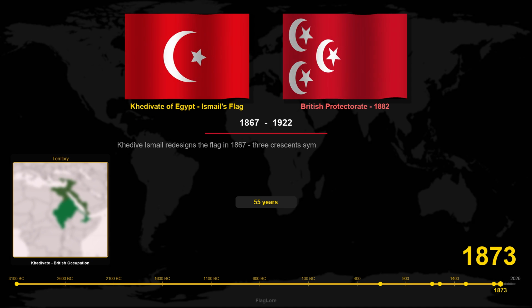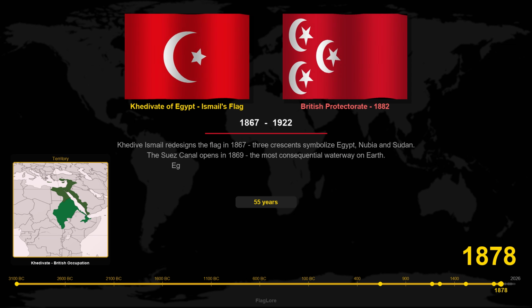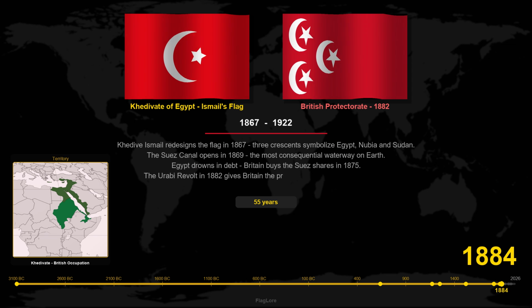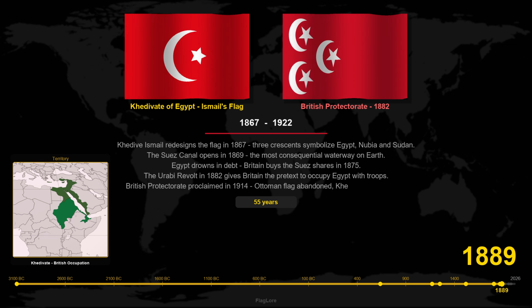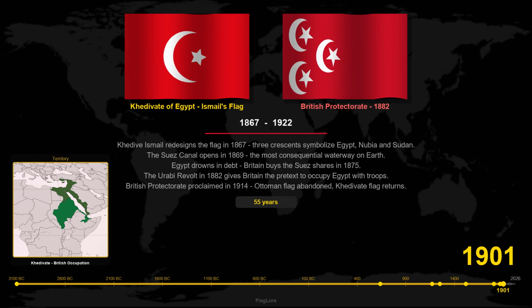Khedive Ismail redesigned the flag in 1867. Soon after, the opening of the Suez Canal plunged Egypt into massive debt. Britain used this as a pretext to occupy the country in 1882, eventually declaring a formal protectorate during World War I.